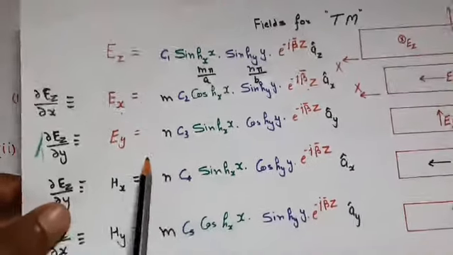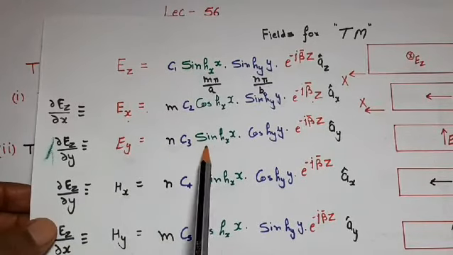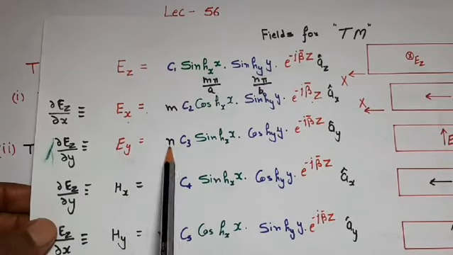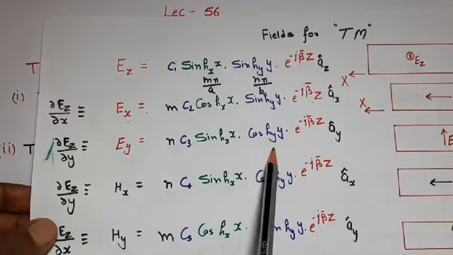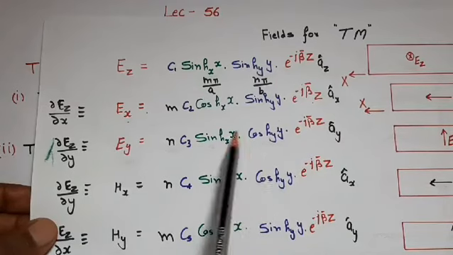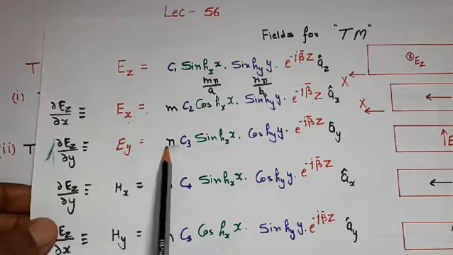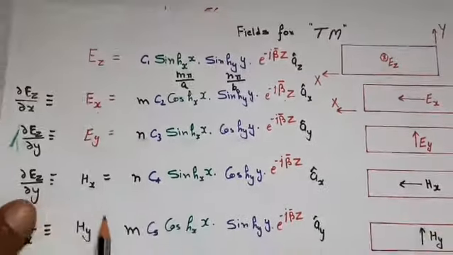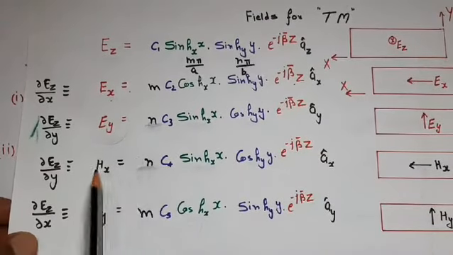If we observe Ey, then m is non-zero, that's why this sine function will be non-zero. And because n is 0 but corresponds to y, it is a cosine function, that's why it will also be non-zero. So sine and cos multiplication will give a non-zero value. But there is a multiplication of n also, and because n is 0, Ey will also become 0. If we talk about Hx, it also has multiplication by n, that's why Hx will also become 0.